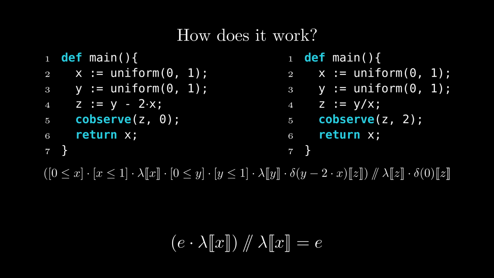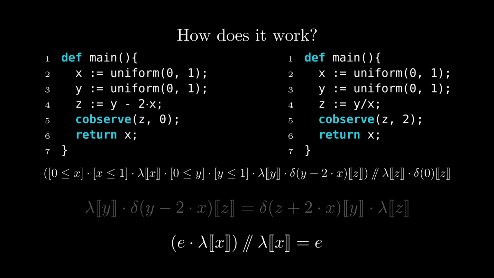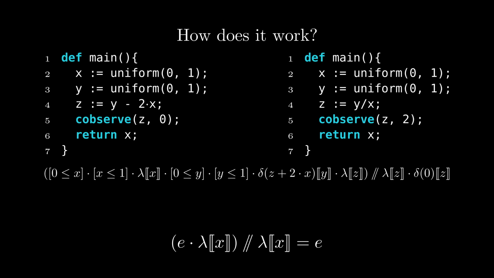cObserve is based on disintegration. For the example on the left, it fixes the value of z to the observed value 0, weighting the distribution by z's density. The result is an unnormalized distribution, which we later have to normalize in order to perform inference. Note that we cannot directly apply our disintegration rule, because in the numerator, z is generated by a Dirac delta instead of a Lebesgue measure. We can fix this by rewriting the expression using the linearization rule. In general, we may have to perform this step multiple times. Here, one such rewrite is sufficient and we can apply the disintegration rule.